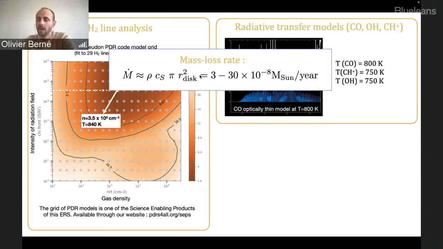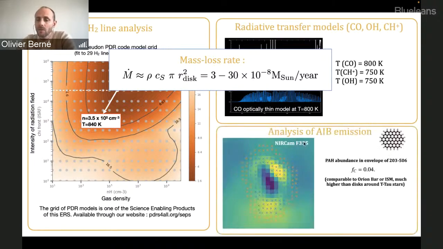And so this is really one of the first times that we can directly assess the mass loss rate from a protoplanetary disk. And we find this number, so we have relatively conservative numbers here due to the methodological uncertainties, but it's in this range of 3 to 30 times 10 to the minus 8 solar masses per year.